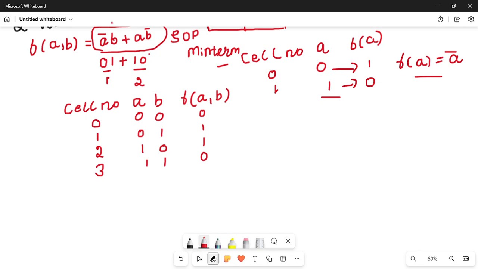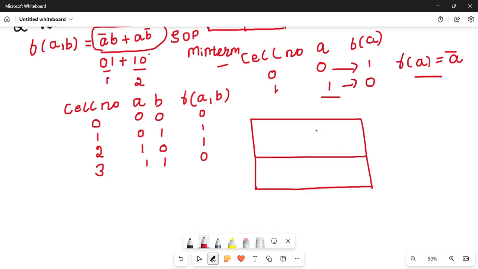Okay, yeah. So now once again let me write the Karnaugh map for this. So the K map for this is nothing but this is 0, 1, 2, 3. So right, okay.